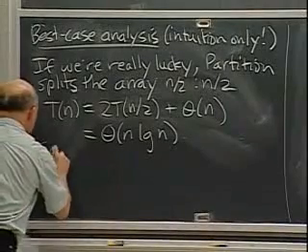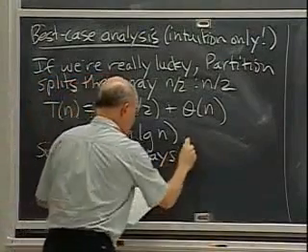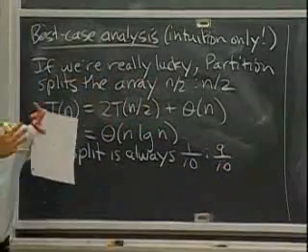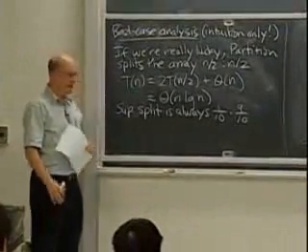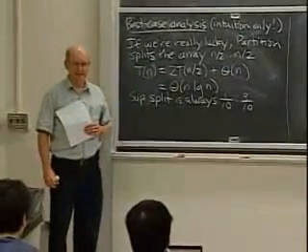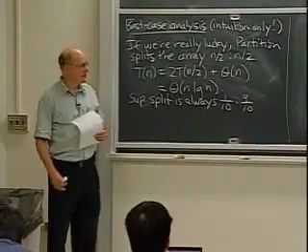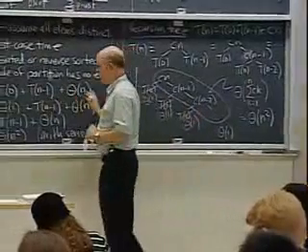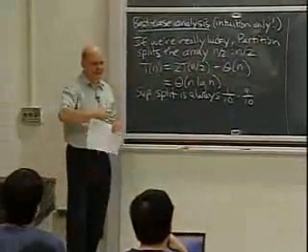How about, let's suppose the split is always, let's say, 1/10 to 9/10. 1/10 times n, 9/10 times n. Suppose it's always that. In that case, are we lucky or are we unlucky? If the split is really skewed, we're clearly going to be unlucky, because then it's, say, 1 to n. If it's really in the middle, it's n log n. What do you suppose it is if it's 1/10 to 9/10? Is that lucky or unlucky?